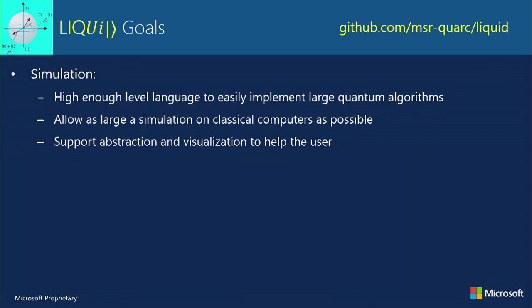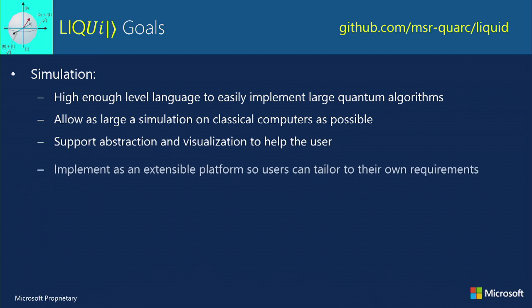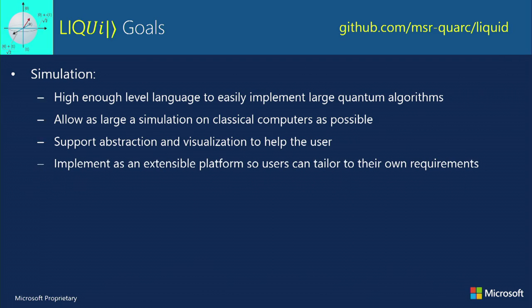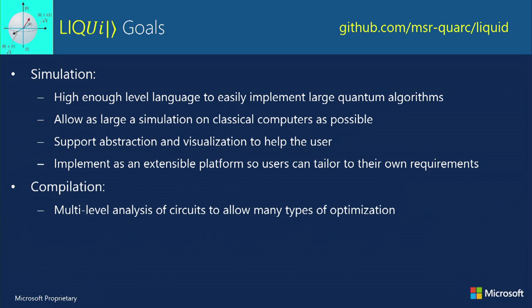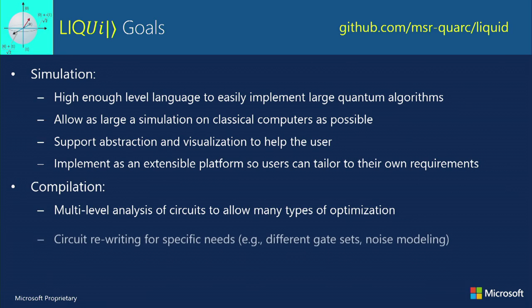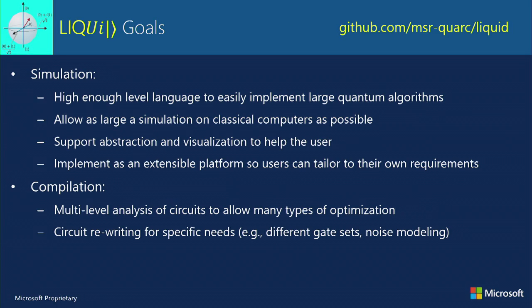This lets you do various granularity levels of looking at the circuitry you're building or the algorithm you're building and printing it out, getting pretty renderings of it. Implement an extensible platform. So you can define your own quantum gates, your own operations, and put them into the system. It's also a compiler. It does multi-level analysis of circuits, allows many types of optimization, so we get extremely high throughput through these quantum algorithms. We do circuit rewriting for specific needs.